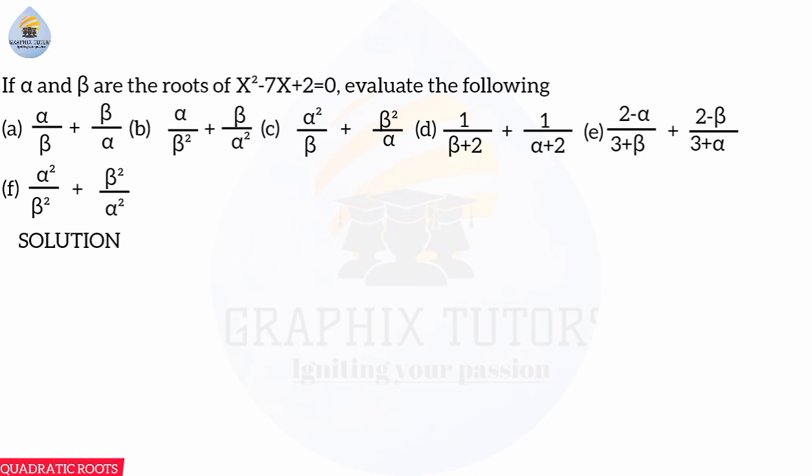Now look. The given equation here is x squared minus 7x plus 2 equals 0. I will tag that equation 1. Recall, we know that a quadratic equation is always written in the form of ax squared plus bx plus c equals 0. I'll tag that equation 2. Now what will I do? I'll compare equation 1 and 2.